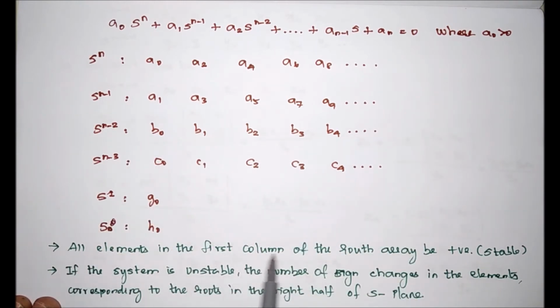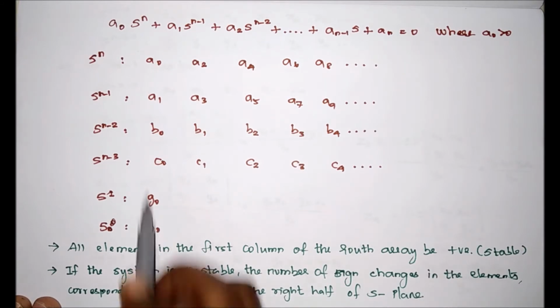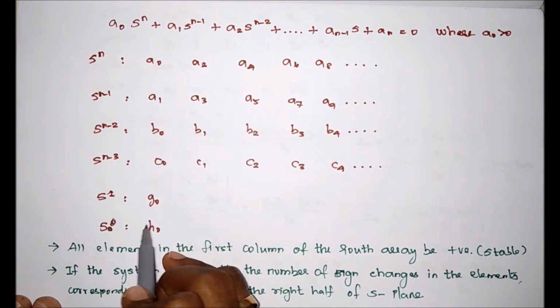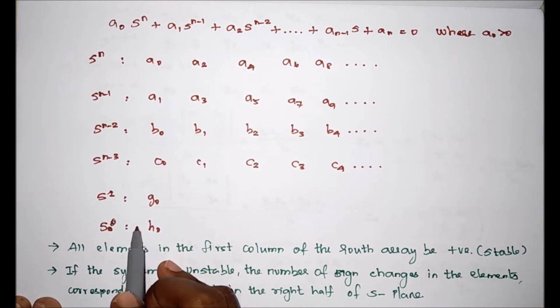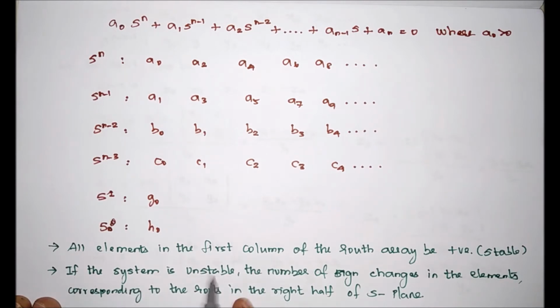All the elements in the first column of the Routh array should be positive. If all the elements of the first column are positive, we can simply say it is a stable system. Suppose the system is unstable, then the number of sign changes in the elements corresponds to the roots in the right half of the S plane.